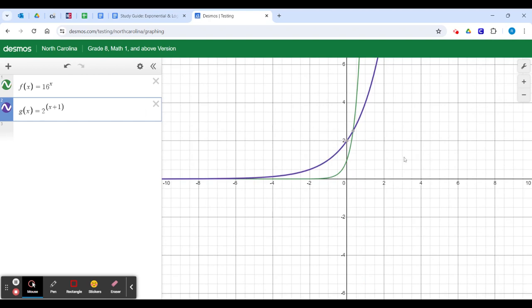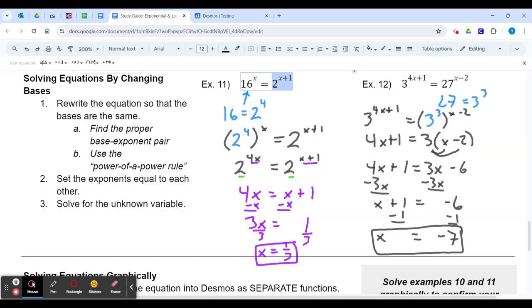I'm going to home my screen so I can zoom back down. It looks like this intersection is a lot easier to see. It occurs at 0.333, which again is the same thing as 1/3. So we got the same answer there graphically.